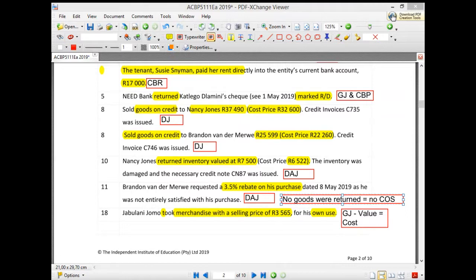Okay, so let me quickly repeat that again. So in our debtors allowance journal, if we asked for a rebate because we weren't happy with the quality of the goods, we're not physically returning any goods. So for that reason, your cost of sales column would not have an amount. It would be a 0. And you would actually receive a mark in an exam or in a test for indicating it's a 0 and there is no cost of sales. Okay, so that's what I meant. Mapaledi, are you fine with that explanation?